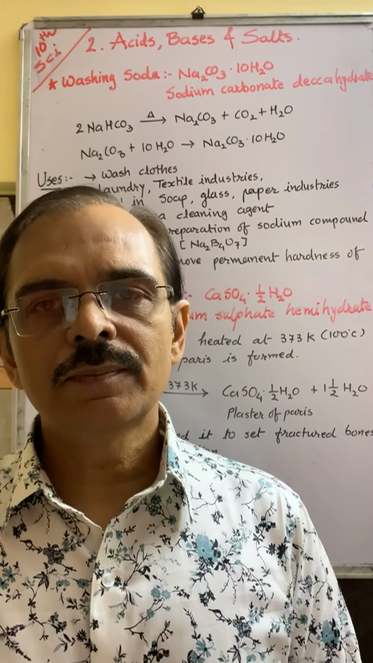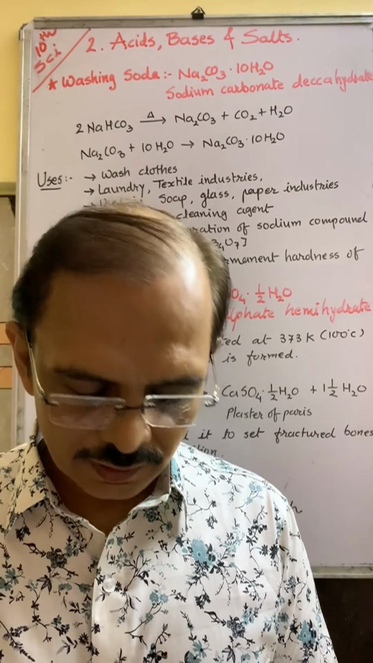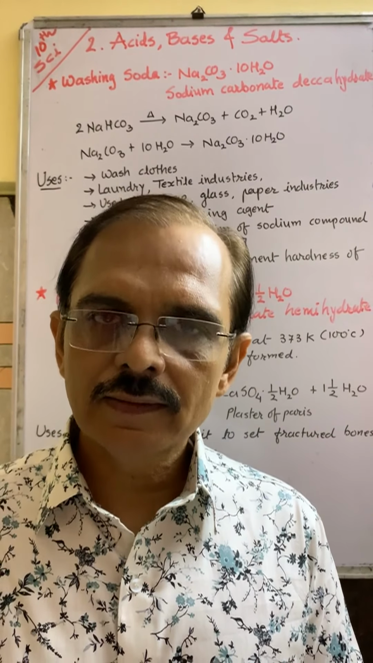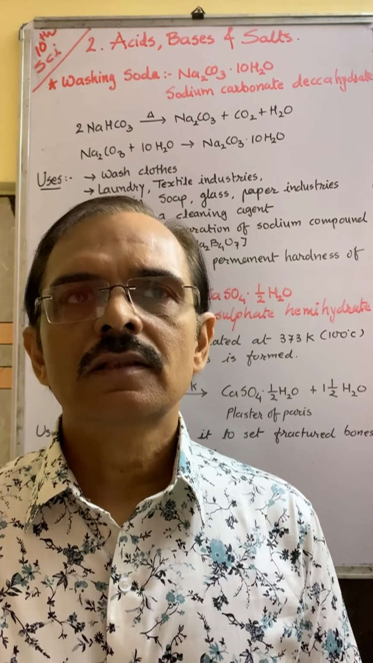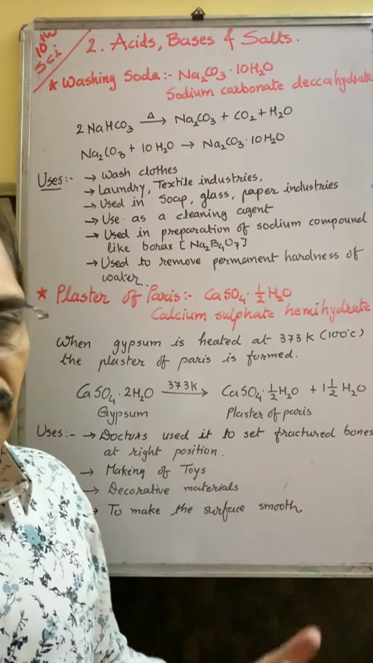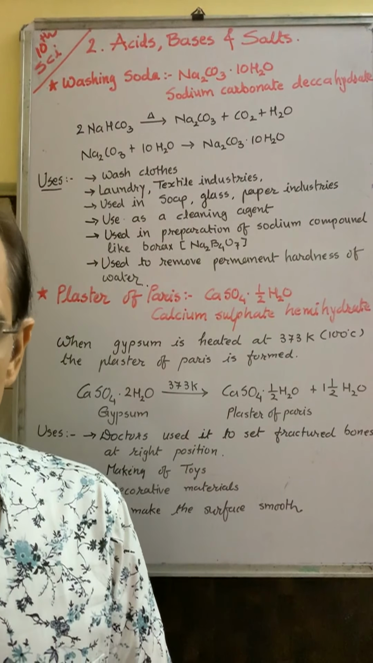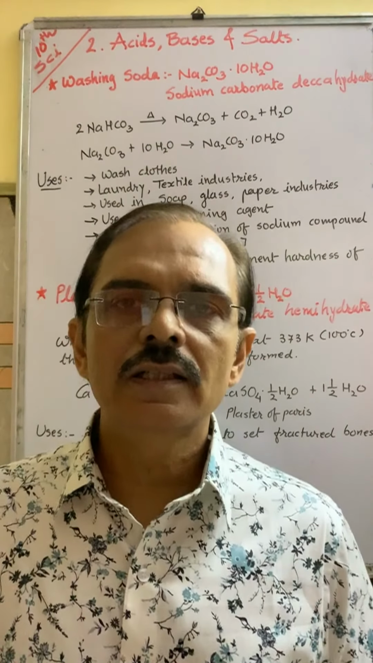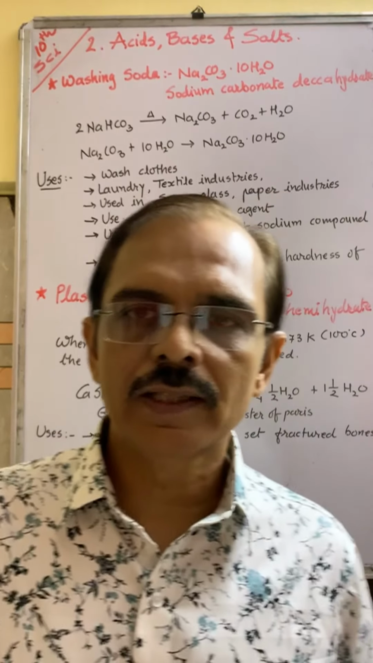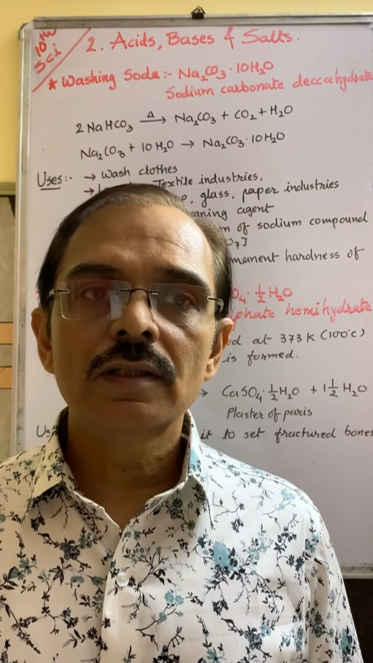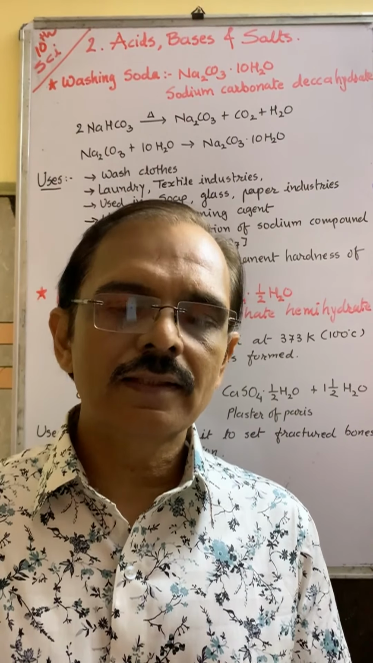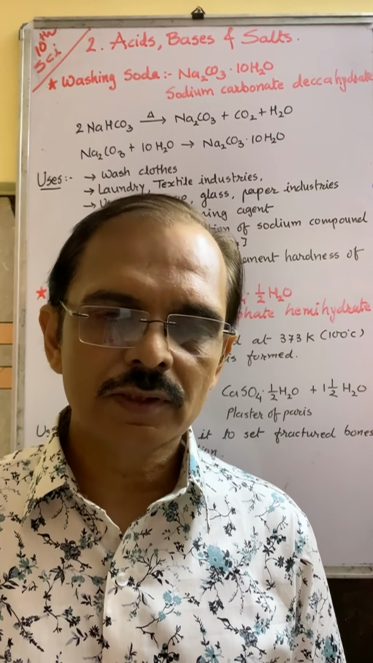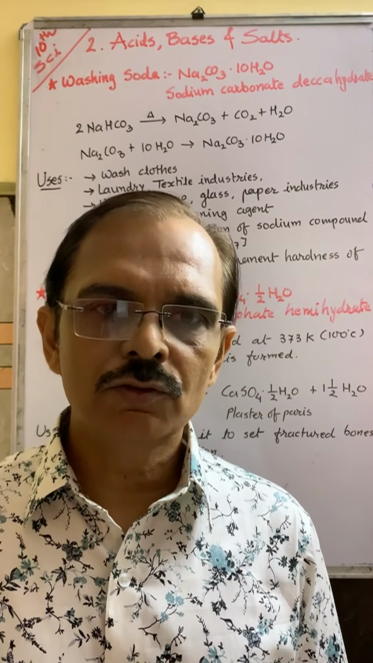That's it for this chapter, acids, bases and salts. See, this chapter is very easy. Okay, but you have to learn it. You have to learn these equations. The equations are a little bit tricky. You have to learn the formulas. You have to learn the equations. Write them 2 to 3 times. We will upload the in-text answers and exercise answers after this chapter. So don't bother about it.